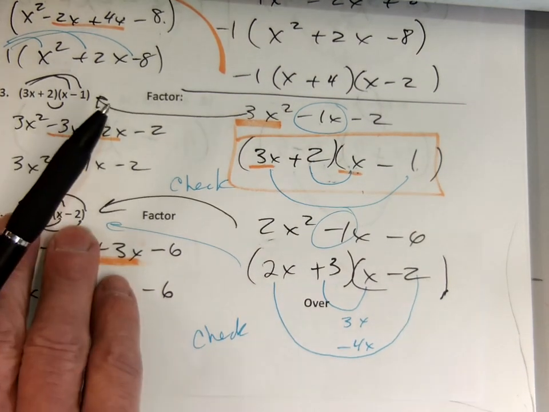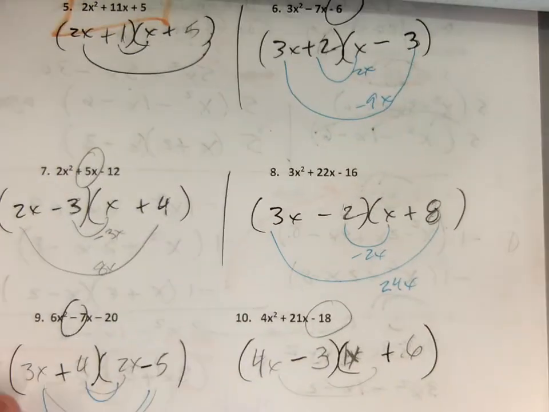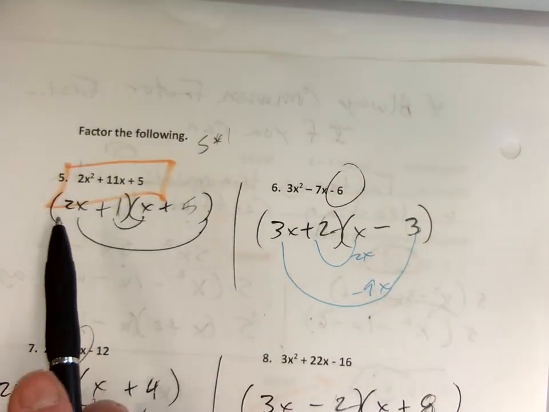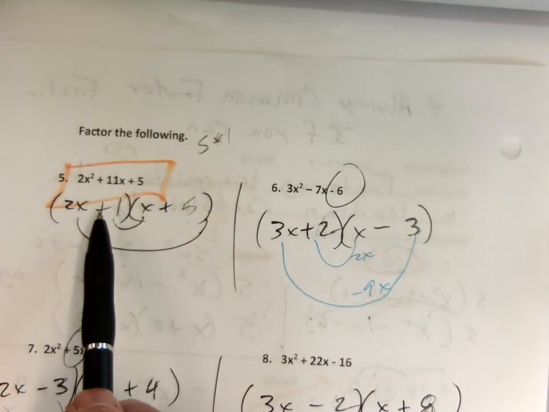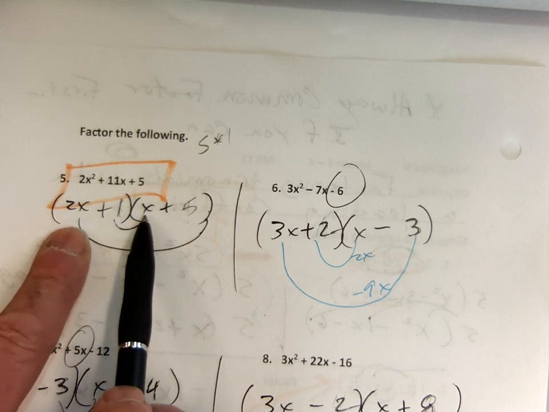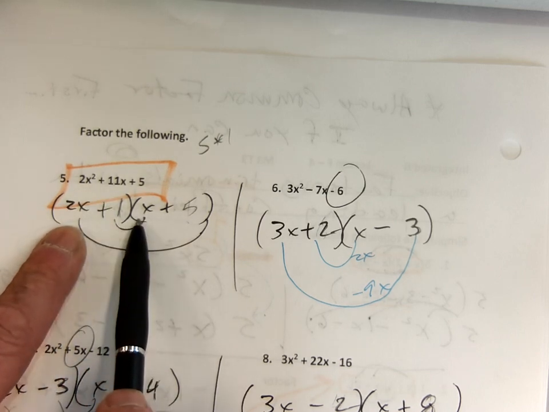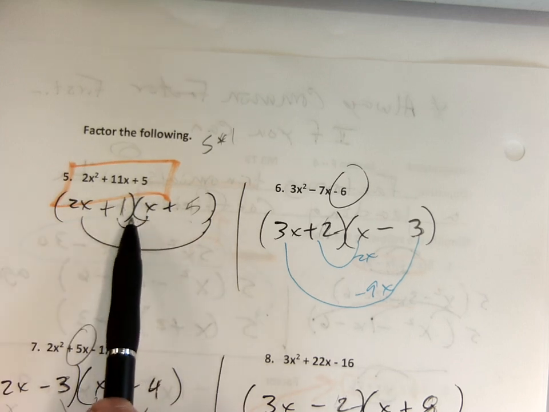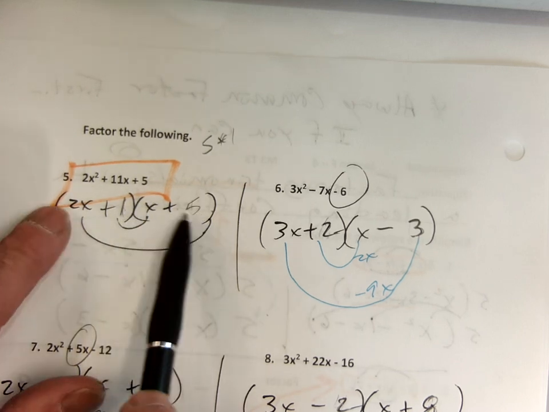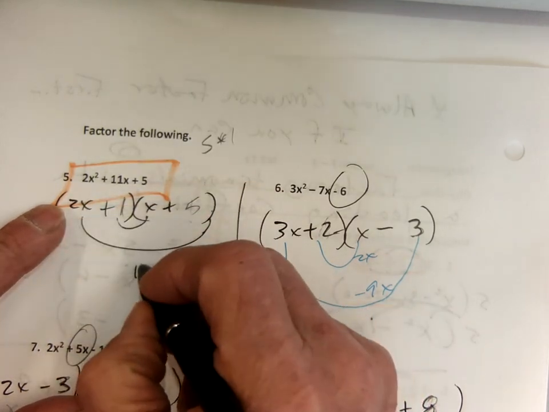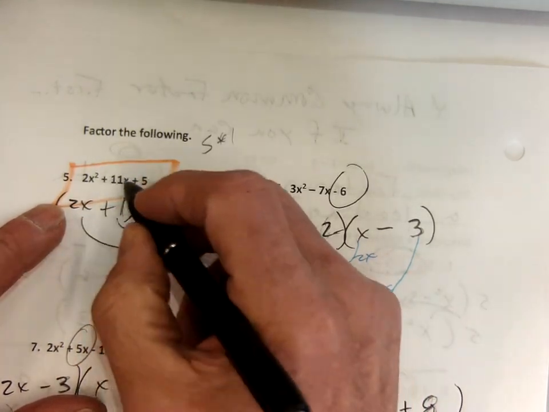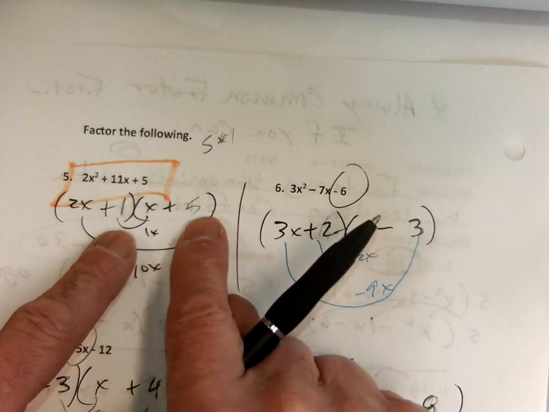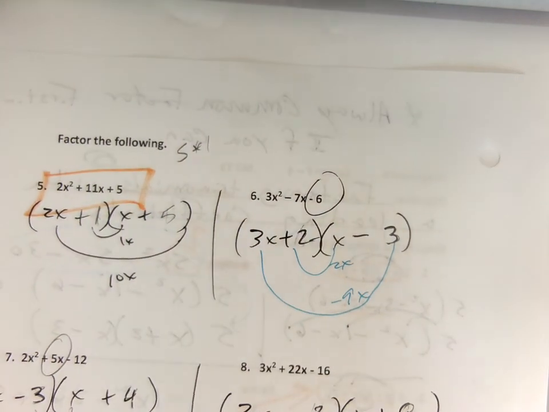On the back side, we did more of these, but we went straight to factoring. So again, 2 sets of parentheses. The only way I get a 2x squared is a 2x and an x. Multiples of 5 are 5 and 1, but I have to be careful how I put them. If I put the 1 and the 5 here, then I can get a 10x and a 1x, which will make the 11. If you put the numbers in the wrong place, you won't get the middle term, okay?